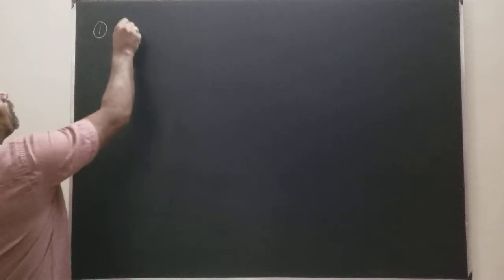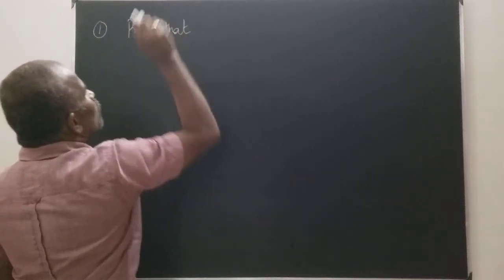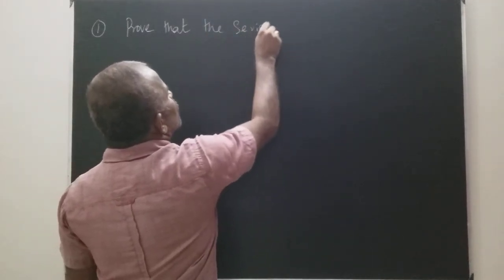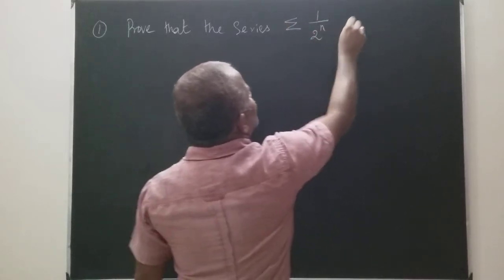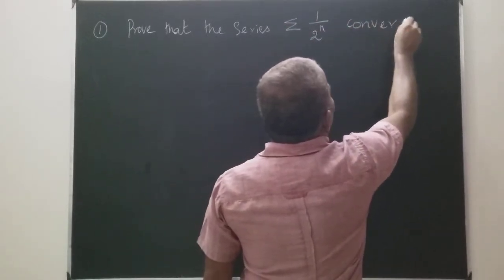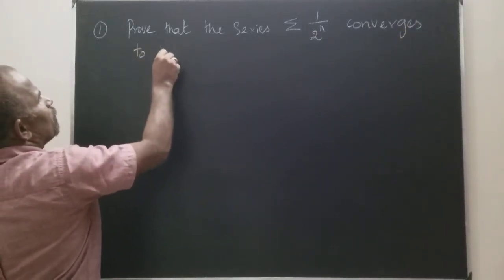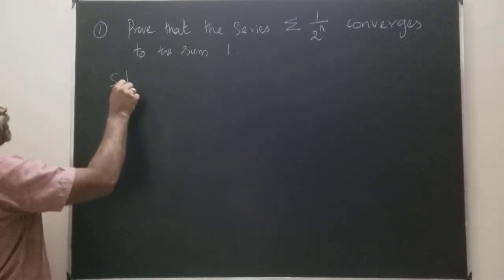Problem number 1: prove that the series sigma 1 by 2 power n converges to the sum 1. Solution.